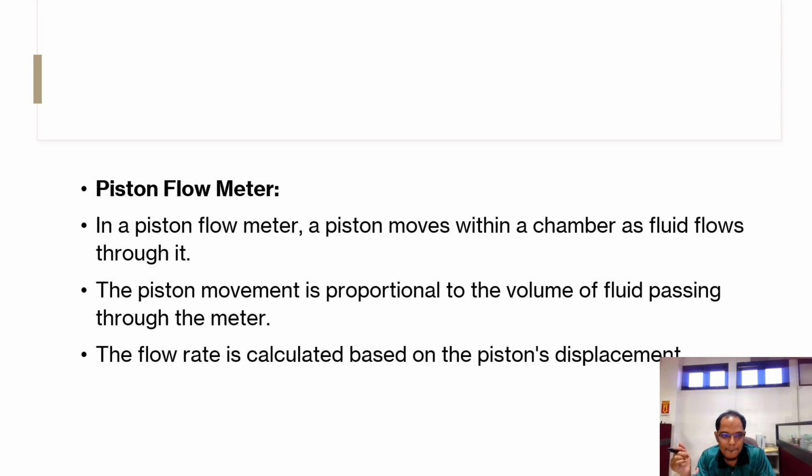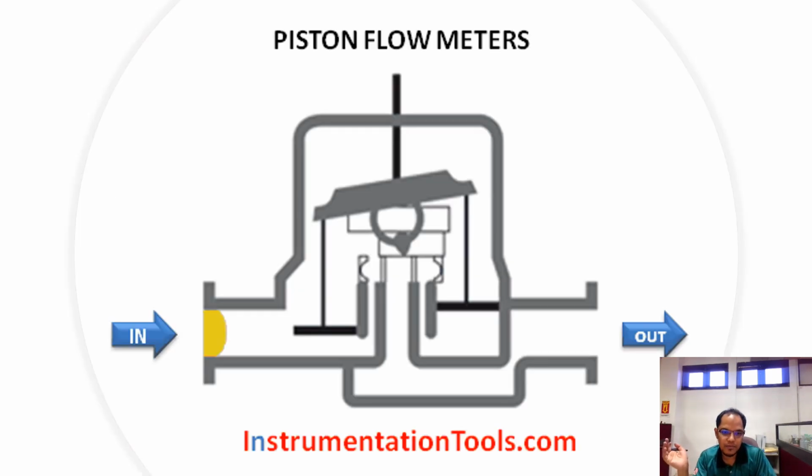Okay. Ini piston flow meter. In a piston flow meter, a piston move within chamber as fluid flow through it. The piston movement is proportional to the volume of the fluid passing through meter, and then the flow rate is calculated based on piston displacement. Ni macam ni lah. Ada piston, tahu piston macam mana kan? And then piston tu dalam chamber, bila fluid tu tolak, dia akan menggerakkan piston tu. So sejauh mana piston tu digerakkan, kita dah tahu dah berapa flow rate. Macam ni lah.